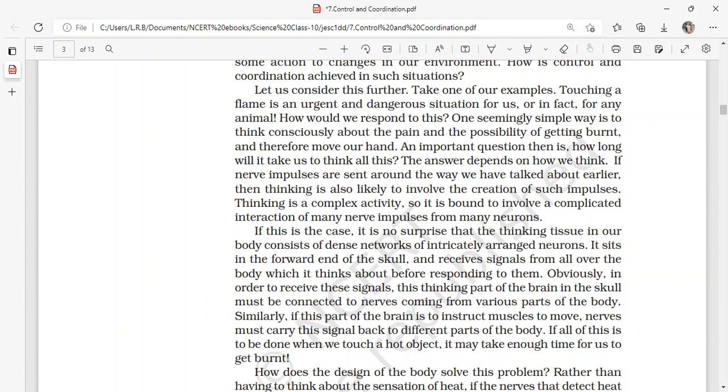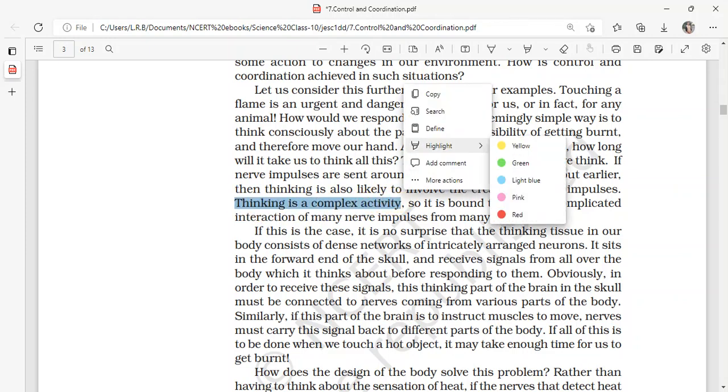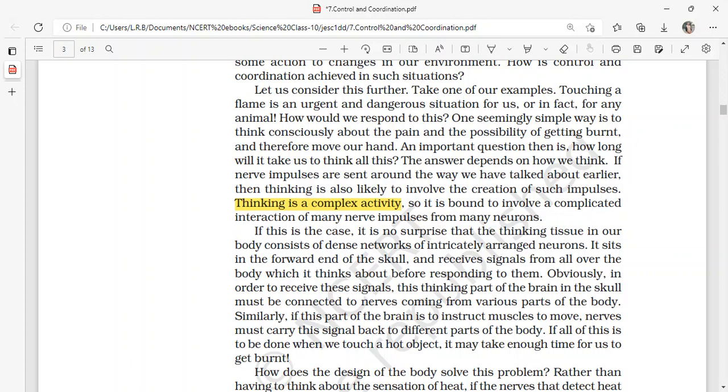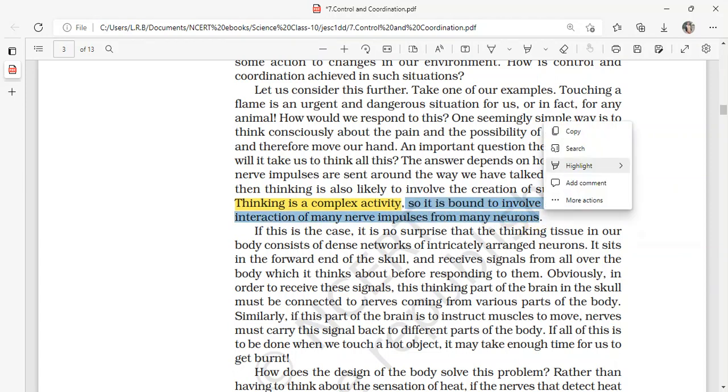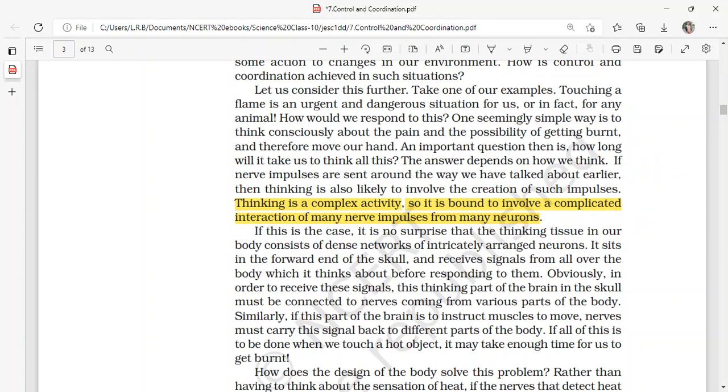Thinking is a complex activity, so it involves many parts of the brain, many nerve cells, and many impulses or responses. So it is bound to involve a complicated interaction of many nerve impulses from many neurons. It doesn't happen with one single neuron or one single part of the brain. It needs to involve many neurons, and even in some complex activities, many parts of the brain are involved.